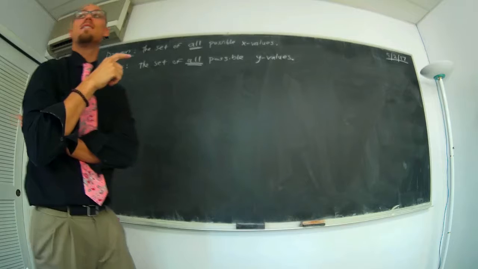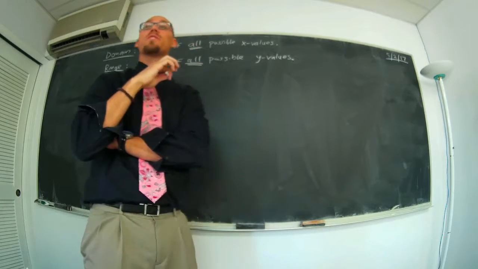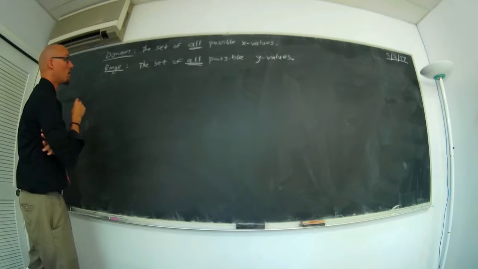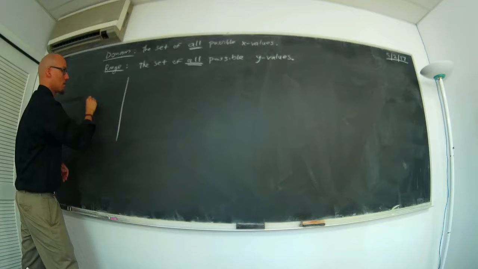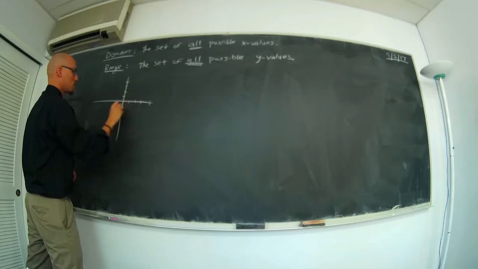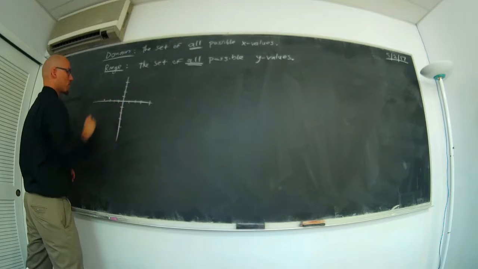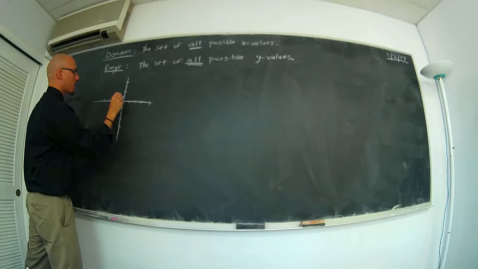So we can do that with a table, or we could also do that with a graph. Let's say, for instance, I have a graph, 1, 2, 3, 4. Let's say I have a thing that goes like this here.